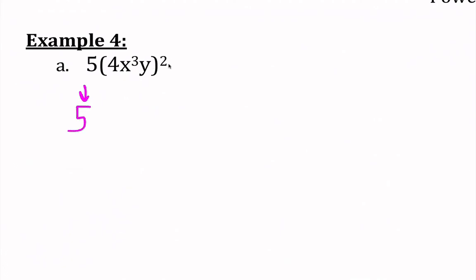Okay, I need to give this exponent to everything on the inside, starting with this 4. So I'm going to put this 4 in parentheses and then raise it to the power of 2. So now that I've given this exponent to the 4, now I need to give it to my x. Notice x already has an exponent, so I have an exponent on top of an exponent, which means I'm going to multiply. 3 times 2 is 6.